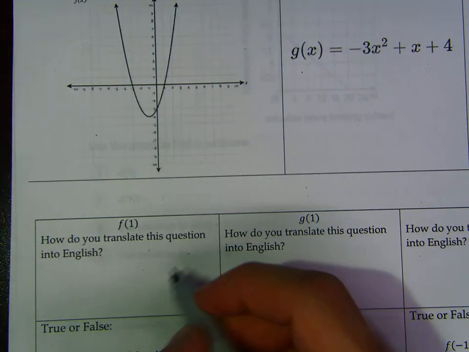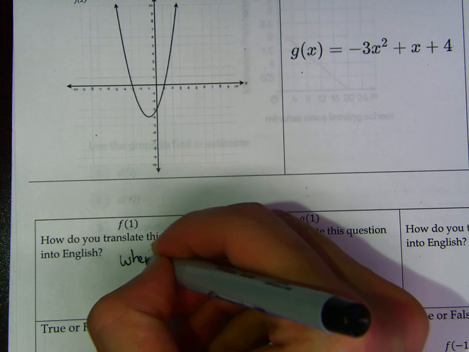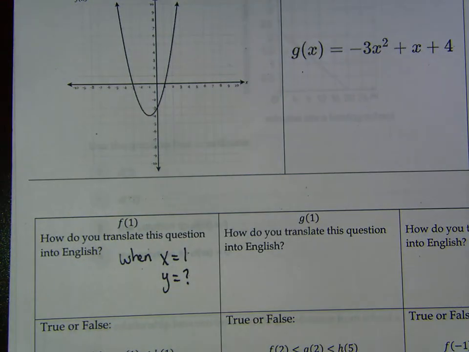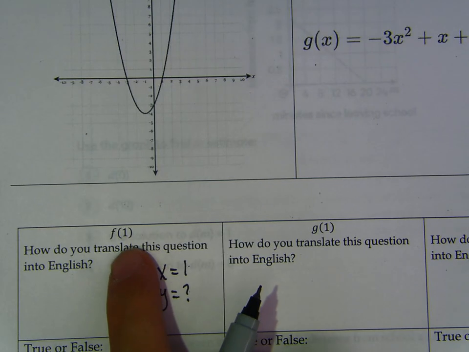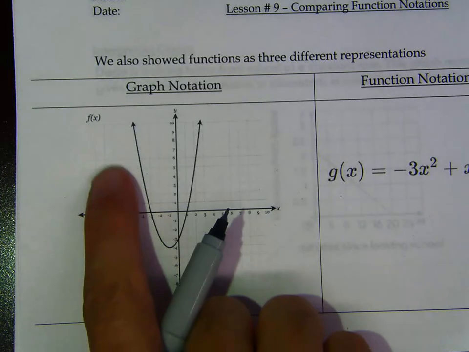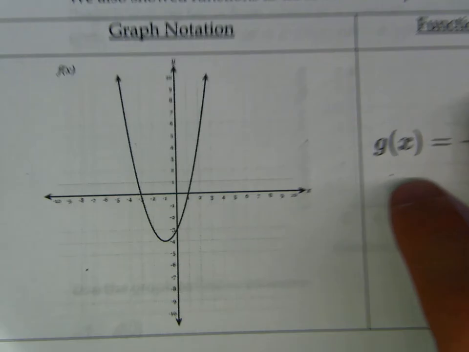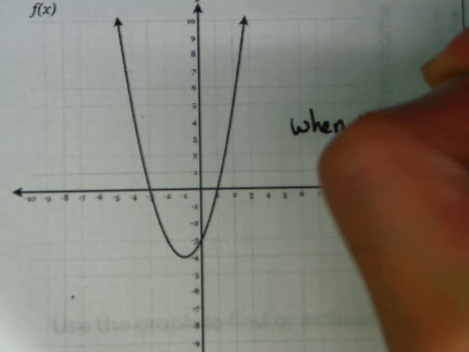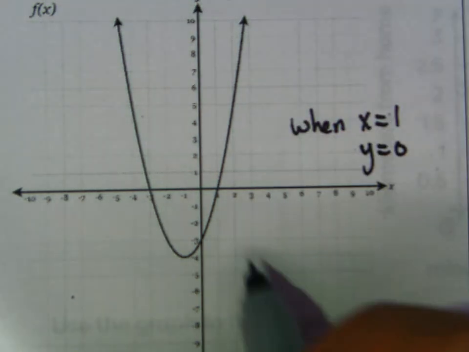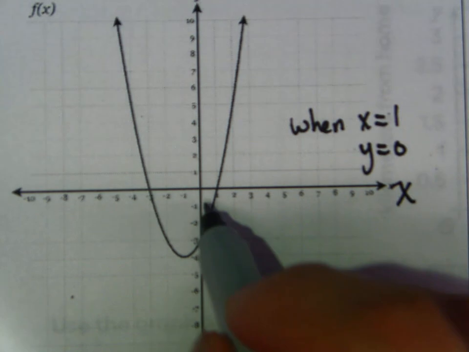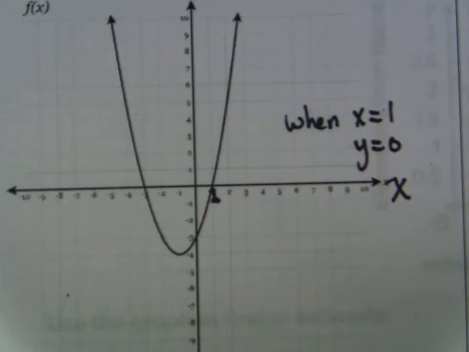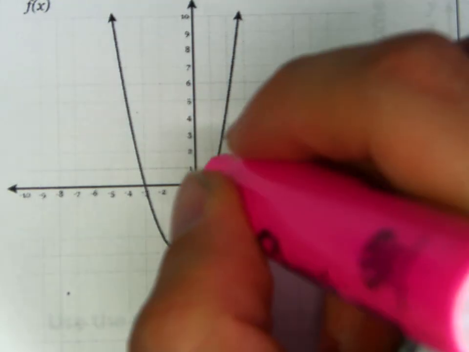Well, how does this translate? When x equals 1, y equals... So what do I do? Because it's the f function, and the f function is the graph, so what do I do? When x equals 1, what is my y value? Well, if this is the x-axis, when x is equal to 1, it's right here. Notice it's this point over here.